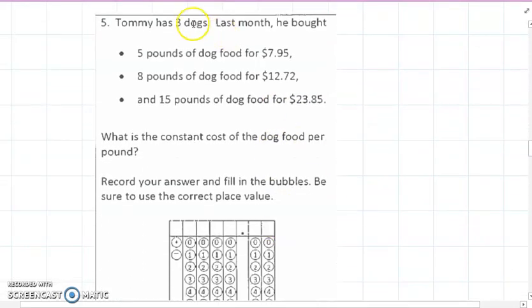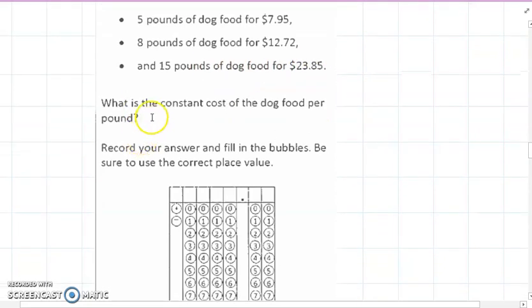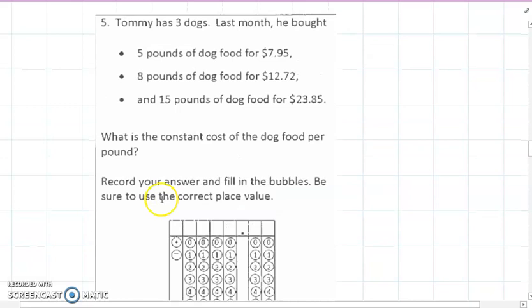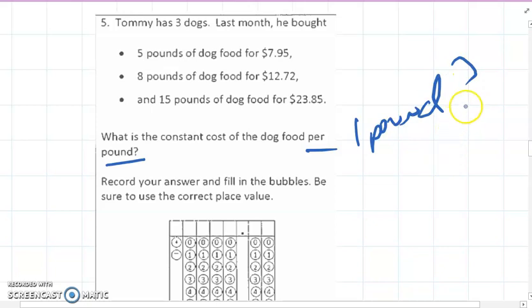Number 5. Tommy has 3 dogs. Last month, he bought 5 pounds of dog food for $7.95, 8 pounds of dog food for $12.72, and 15 pounds of dog food for $23.85. What is the constant cost of the dog food per pound? All you have to do is find the cost of 1 pound. Per pound means 1 pound. So how much does 1 pound cost?